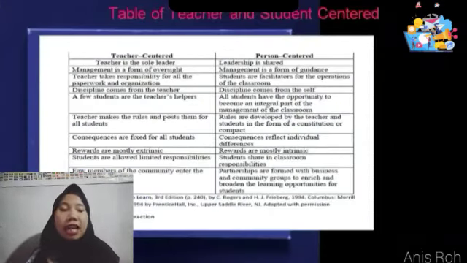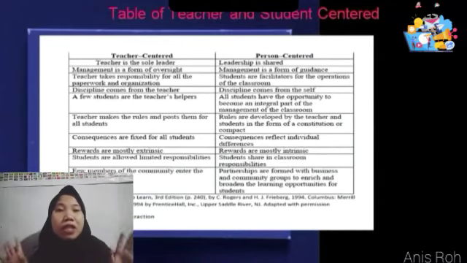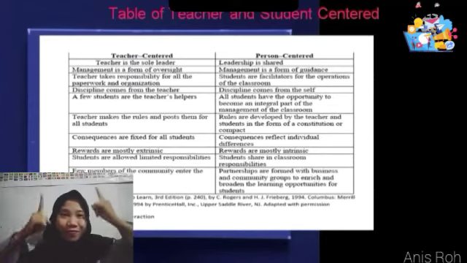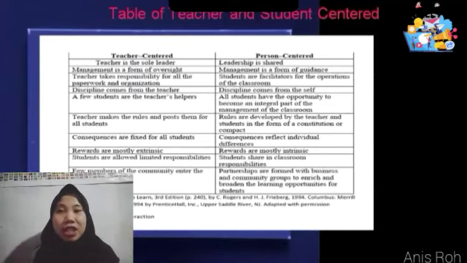Okay, this is the table of differences between teacher-centered learning and student-centered learning. Check it out. Number one is teacher-centered learning: the teacher is the sole leader, and in student-centered learning, leadership is shared. Management is from oversight, and management is from acquaintance. So the teacher takes responsibility for all the paperwork and organization, but the students are facilitators for the operation of the classroom. Discipline comes from the teacher, and for the student, discipline comes from the self.